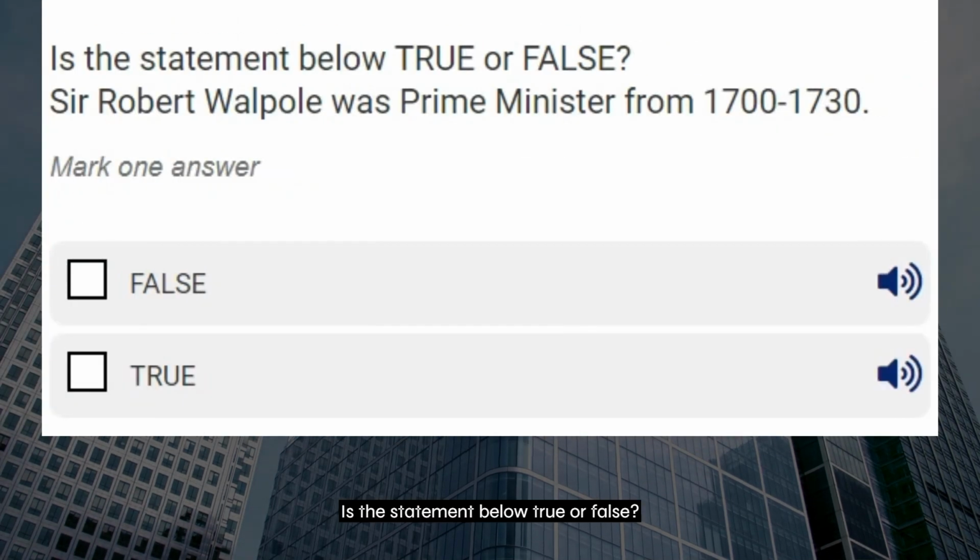Is the statement below true or false? Sir Robert Walpole was Prime Minister from 1700 to 1730. False. True. Correct answer, false.